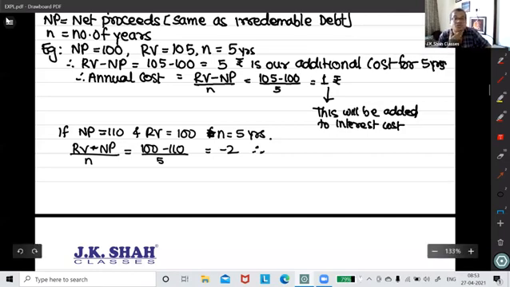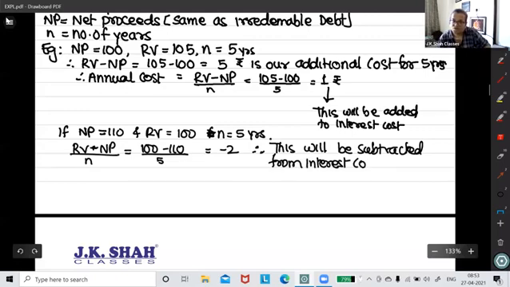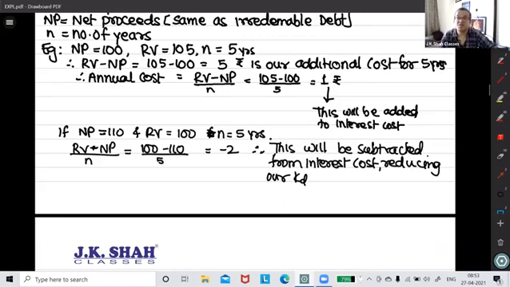Therefore, this will be subtracted from interest cost, reducing our KD. Got it? What will be the effect of this? Because of this, the KD will come down. The overall cost will come down. Did you all understand this, guys?